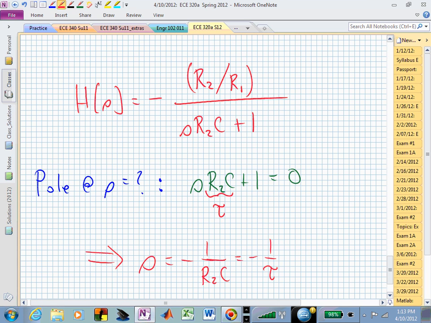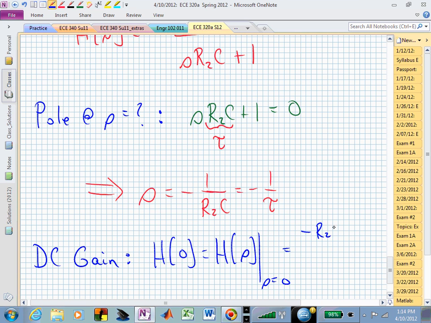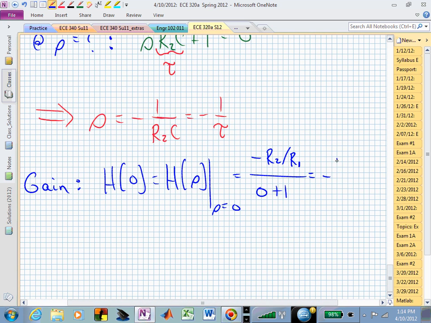Is this okay? Everybody get this? So our pole is at minus 1 over r sub 2c. And we've already talked about our DC gain. Our DC gain is found when we set s equal to 0, and that was minus r sub 2 over r1 over 0 plus 1. Or it's that.